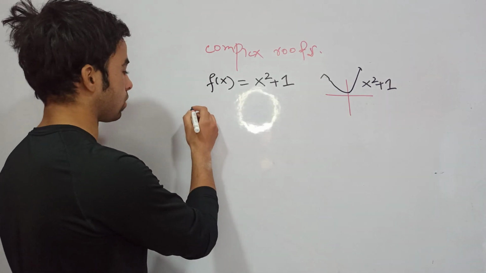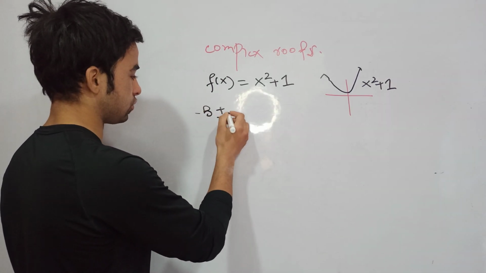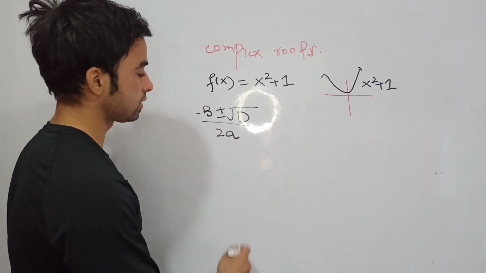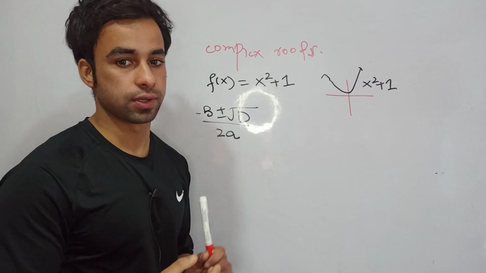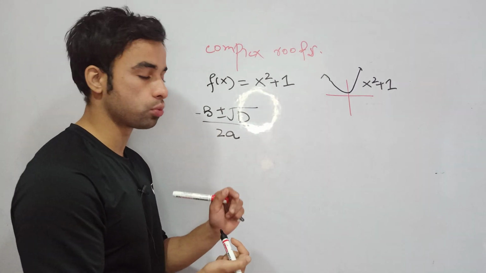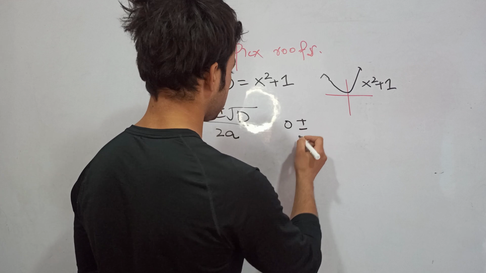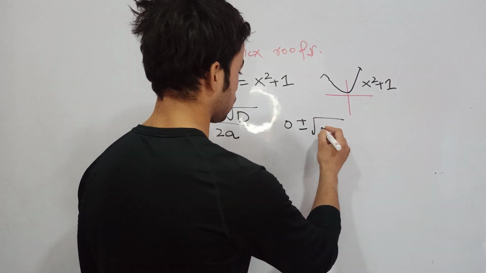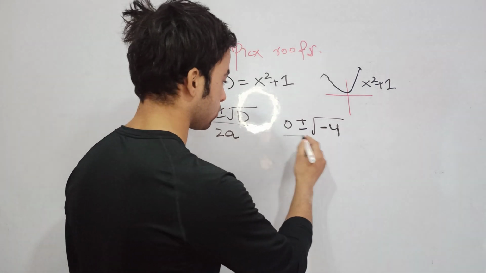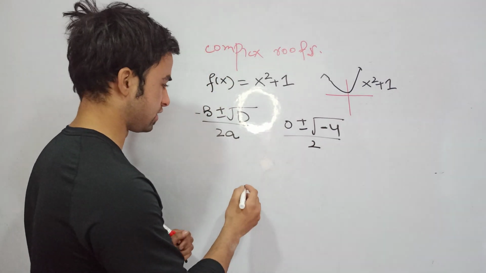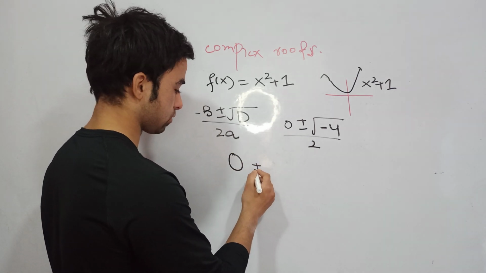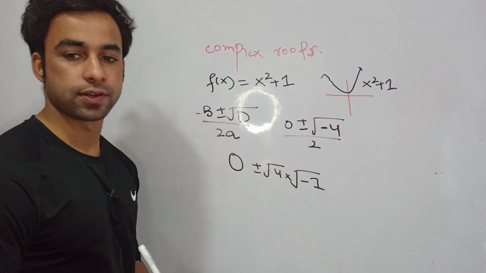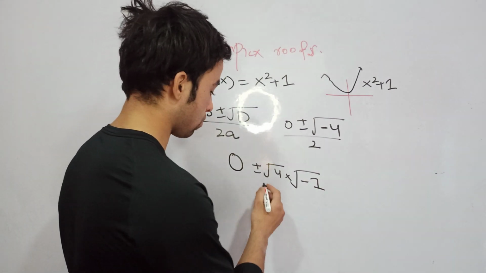If we use the quadratic formula, it's minus b plus minus the square root of the discriminant, upon 2a. Now, here, the x term isn't there, so that means b, the coefficient of x, is 0. So that's 0 plus minus the square root of minus 4ac, where a is 1 and c is 1, so it's minus 4, upon 2. Now, I don't need to write 0 there. It means plus minus root of 4 into minus 1. This root of minus 4 can be written as root 4 into root of minus 1, upon 2.